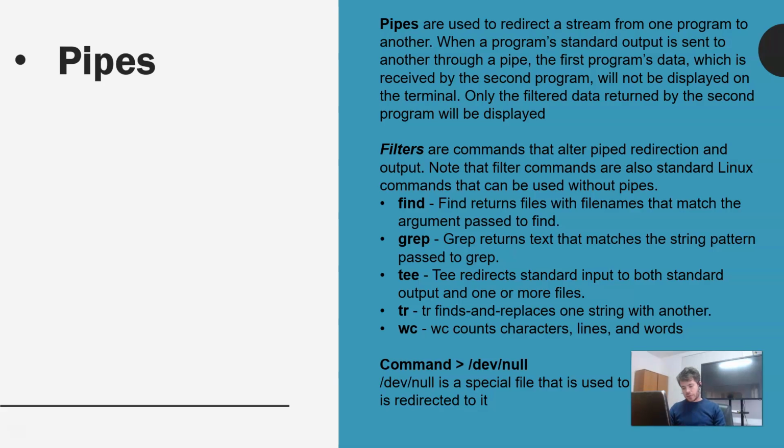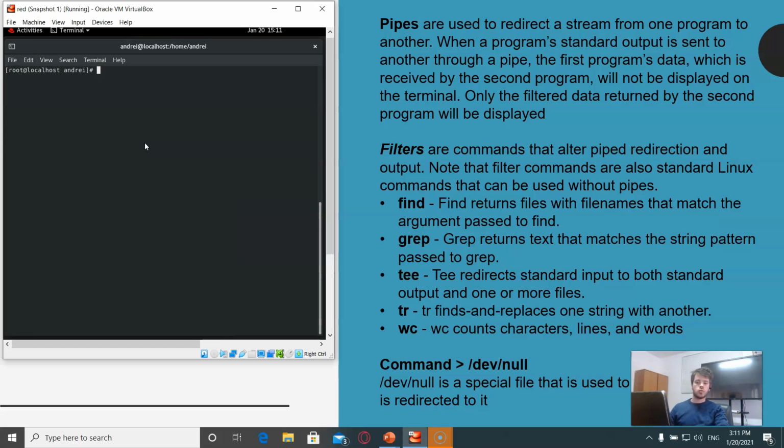If I redirect anything to /dev/null, it's kind of like discarding it. That is a special file that is used to trash any data which is sent to it. So redirection to that particular spot in the Linux file system will just cause it to be trashed. So let's do a bit of piping. Piping is done with this particular character, which is the vertical line.